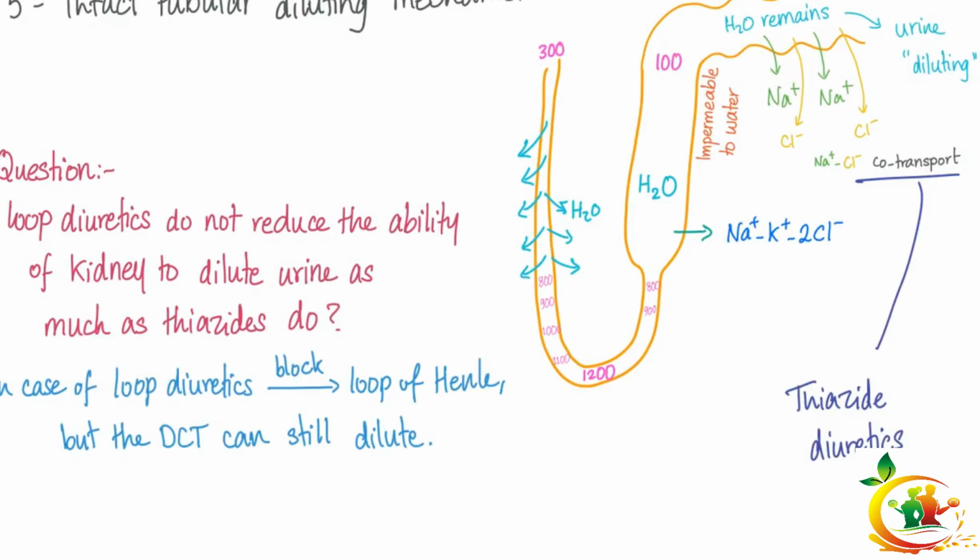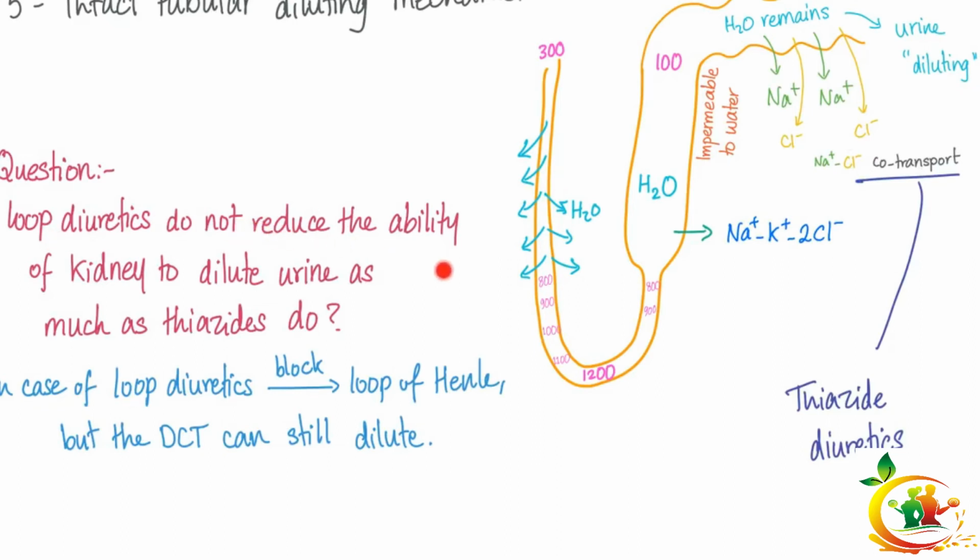So when you use loop diuretics, you cannot concentrate your urine and your urine is dilute. Next, intact tubular diluting mechanism. How does the kidney dilute your urine? So here's the loop of Henle, and then you have the distal convoluted tubule. The loop of Henle reabsorbs sodium through the sodium-potassium 2 chloride, and the DCT reabsorbs sodium through the sodium chloride co-transporter. Now we are removing the sodium, but this segment is impermeable to water. Water remains inside the tubule, diluting the urine. But when you use thiazide diuretics, you are getting rid of this co-transporter, and now you cannot dilute the urine.